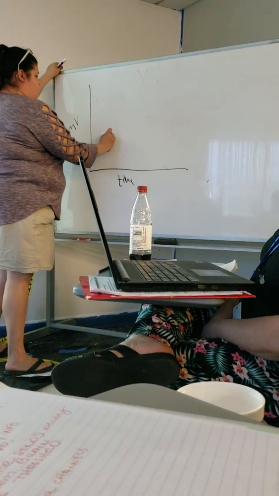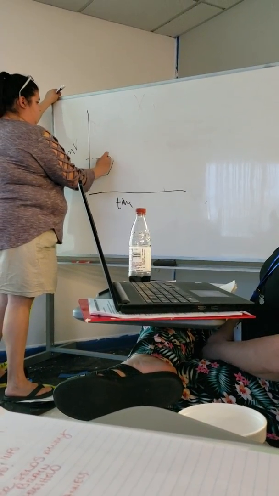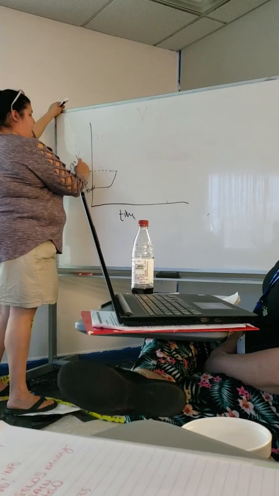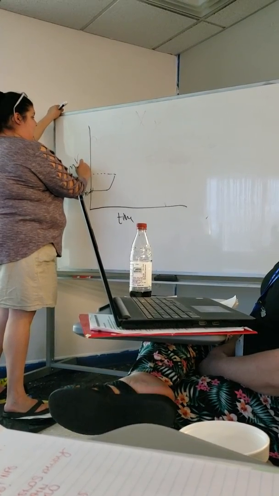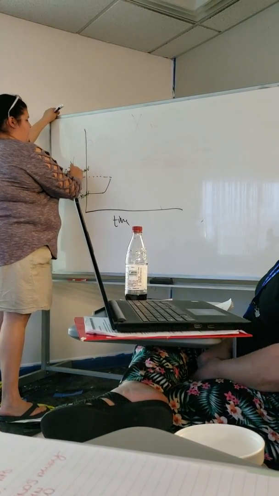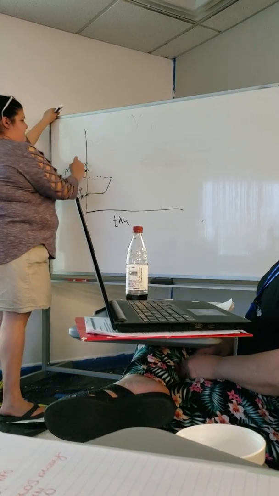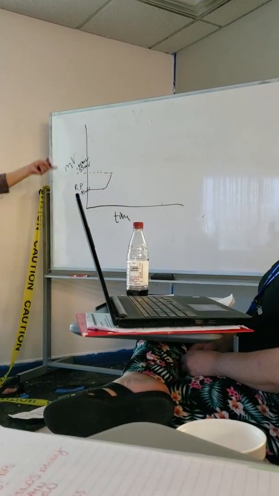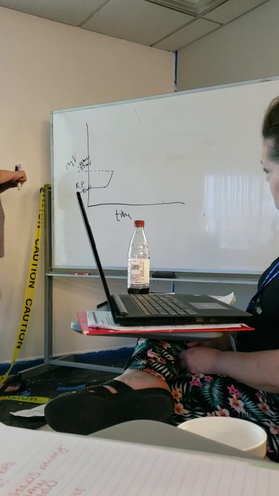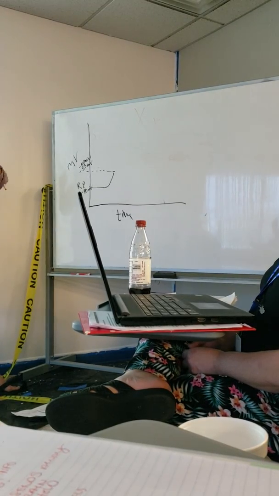Threshold. So threshold is what number? Negative 55 or negative 60. You're going to see both of them. If you write either of them, that's fine. You're going to have to do this on the test though. And you'll see it on the next slide too.